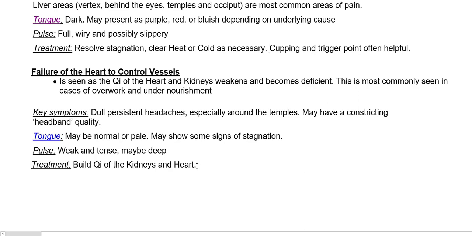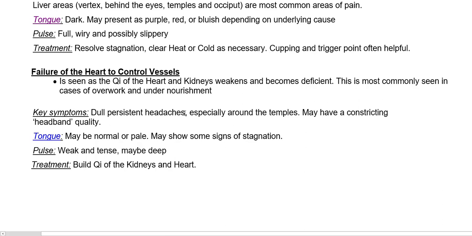Build the qi of the heart and kidneys. This is like saying adaptogens and rest and rebalance your work life and all of these things. These are dull, persistent headaches that people get most days. Usually the cause is low, ongoing stress.